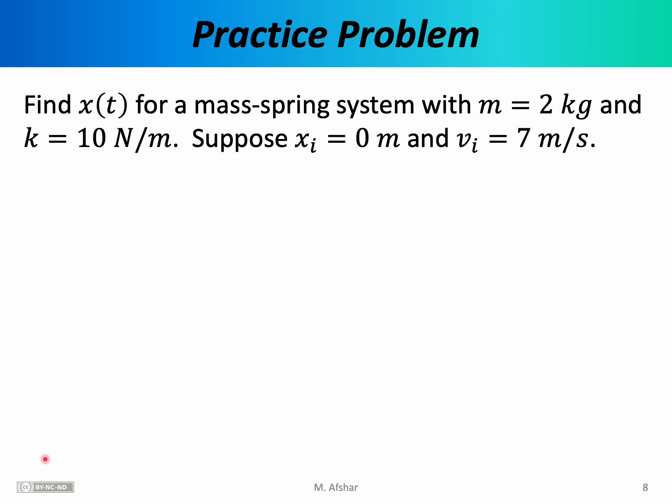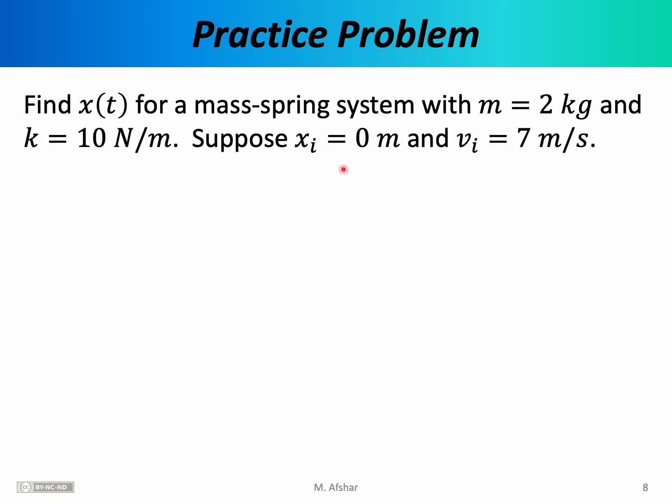Solving for those unknown parameters can be a little bit challenging, so let's do another practice problem. Once again, we have a mass spring system. The mass is exactly like before, 2 kilograms, and the spring constant is once again 10. This time, however, the initial conditions are different. The initial position is 0 and the initial velocity is 7.